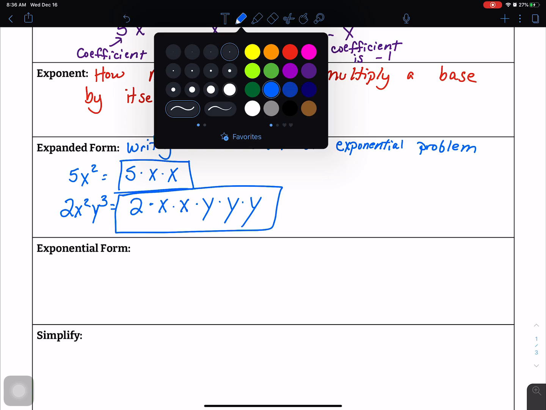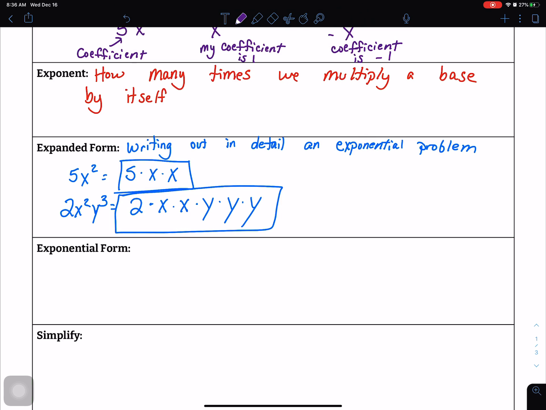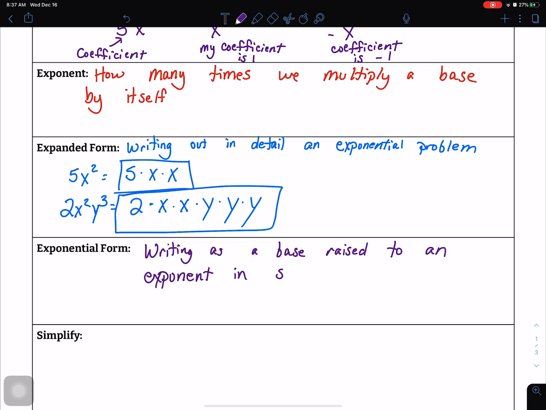The next word, exponential form, is writing it as a base raised to an exponent. And then it's in simplest form. And we will be looking at examples throughout the classwork. So just 5x to the fifth, that's considered exponential form.